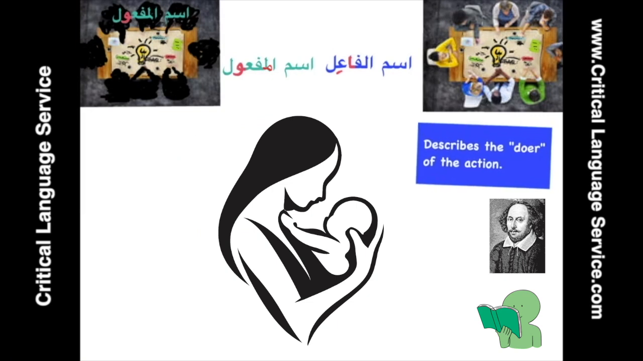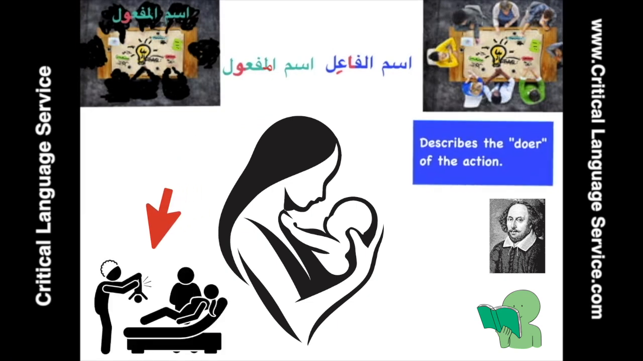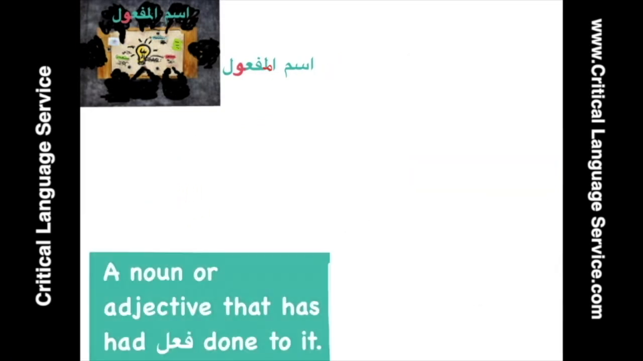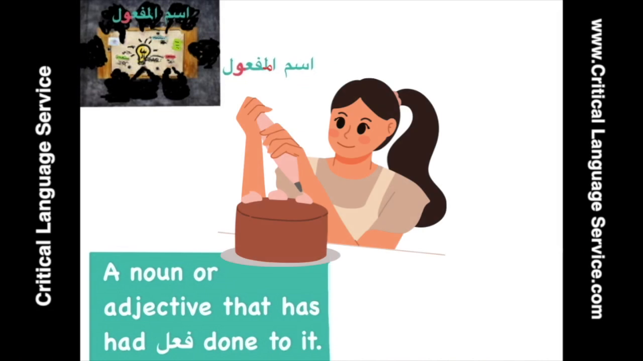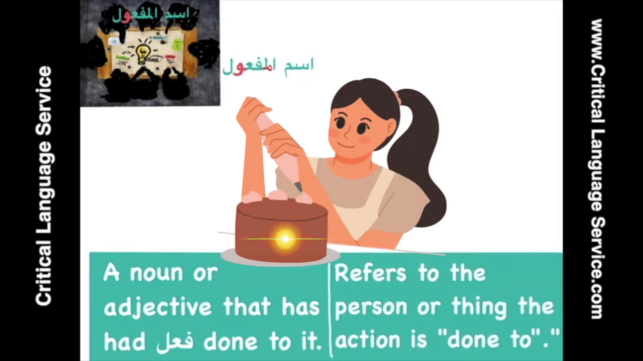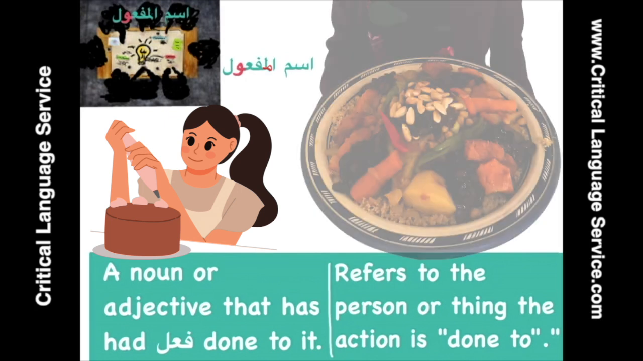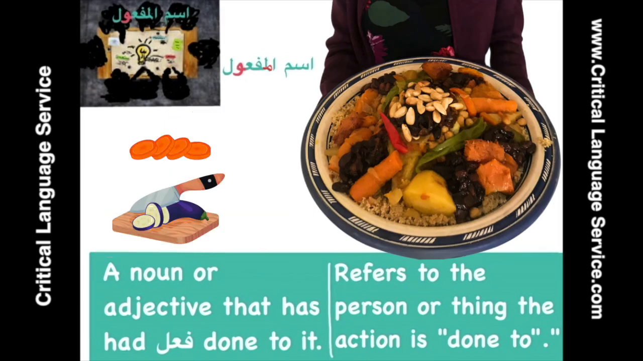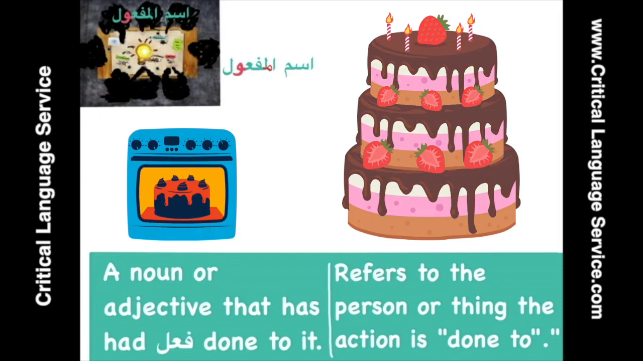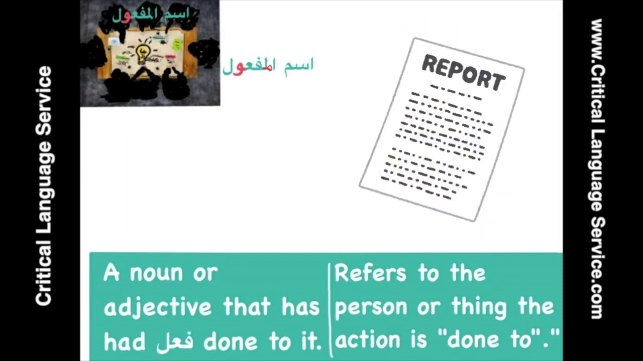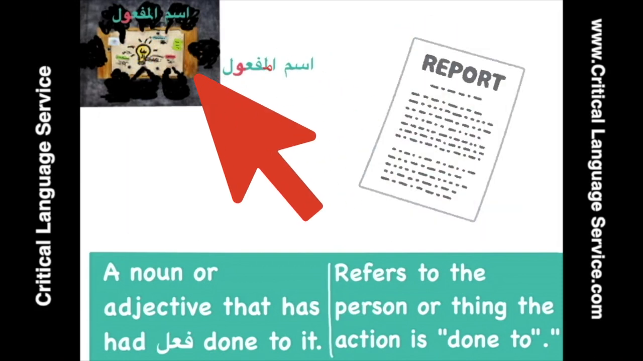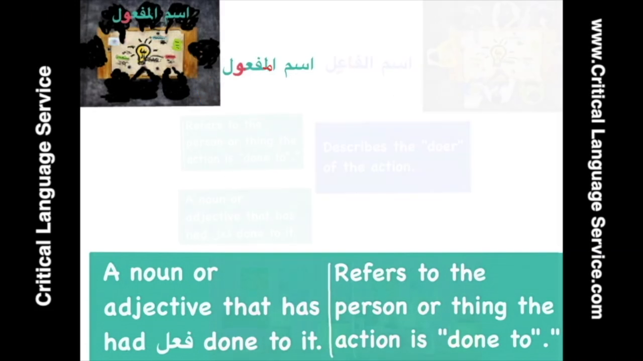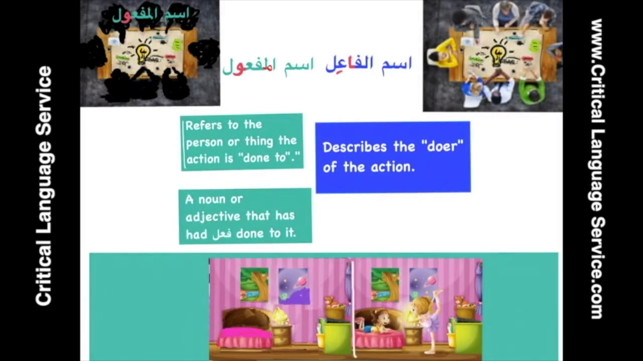It's the state that you will be in once the action has taken place. Ism al-maf'ul, on the other hand, describes the passive, that which has had something done to it. The food has been cooked. It is now cooked. The food has been prepared. The cake has been baked. The paper has been written in the upper left-hand corner. Those are all passive. From this chapter, the word for shared, from the verb yashtarak.